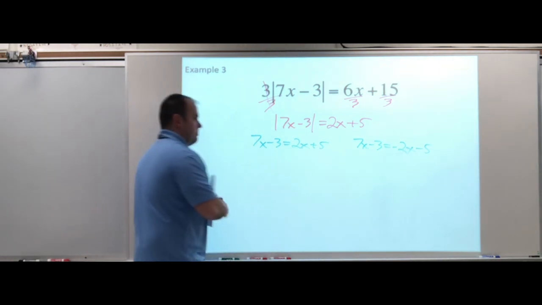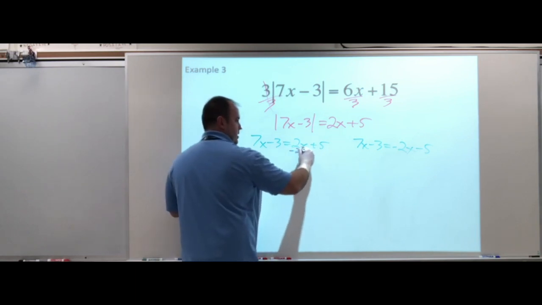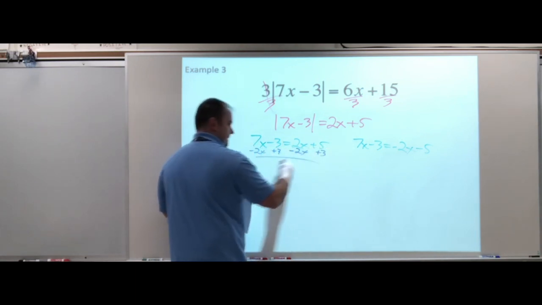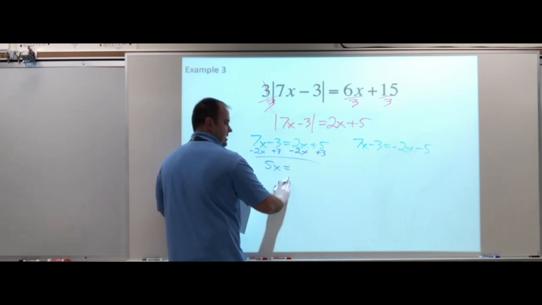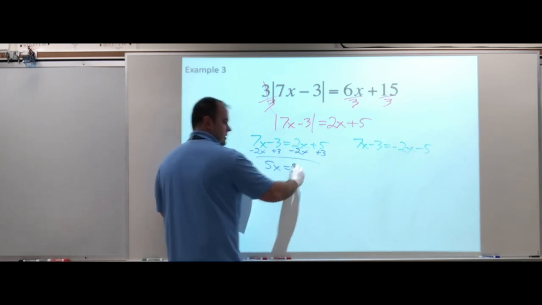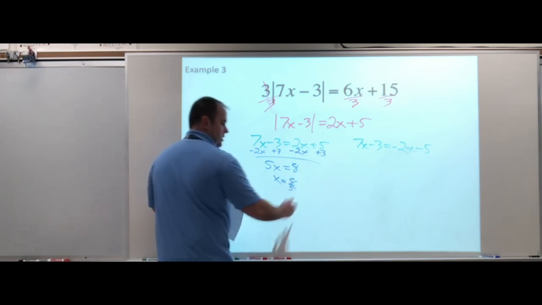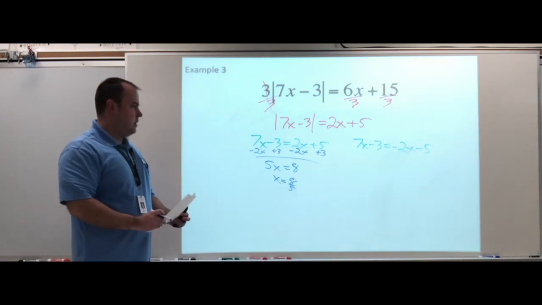I'm going to bring my 2x over, add my 3, 5x equals 8, divide by 5, get 8 over 5. Okay?